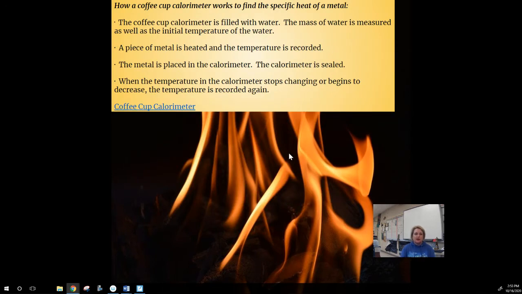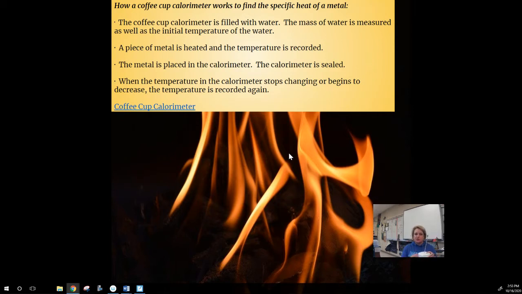We're going to take a moment and talk about how a coffee calorimeter works, and we're going to work through a calculation using a coffee cup calorimeter to find the specific heat of silver. So I'm going to read through this and then I'm going to show you the simulation. So first, when we have a coffee cup calorimeter, we fill it up with a given volume of water. Now, if I know the volume of water in milliliters, I will know the mass of the water in grams because 1 milliliter is equal to 1 gram.